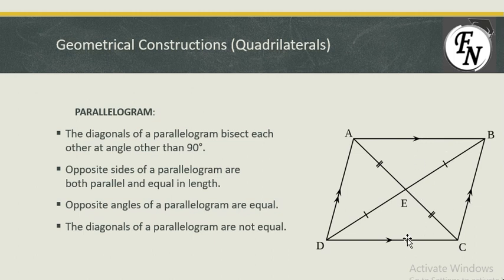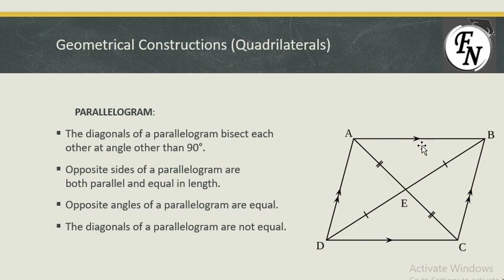But the only difference between the parallelogram and rectangle is that they do not make 90 degrees at the end. It is making any angle other than 90 degrees, but a rectangle was making strictly 90 degrees. That was a right angle. So the diagonals of a parallelogram bisect each other at an angle other than 90 degrees. That means this diagonal intersection in the middle is not a 90 degree angle, it is other than 90.